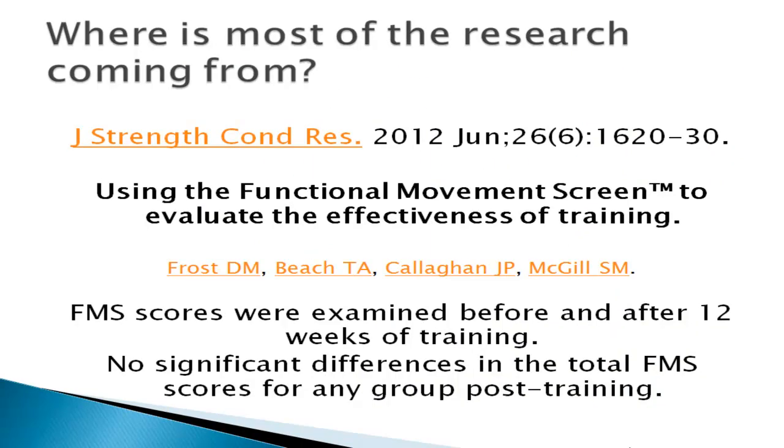So where is most of the research coming from? Well, mainly 4 researchers, as we'll see: McGill, Frost, Beach, and Callahan. Here are some examples. In the Journal of Strength and Conditioning Research, published in 2012, was the article Using the Functional Movement Screen to Evaluate the Effectiveness of Training. FMS scores were examined before and after 12 weeks of training. No significant differences in the total FMS scores were found for any group post-training.